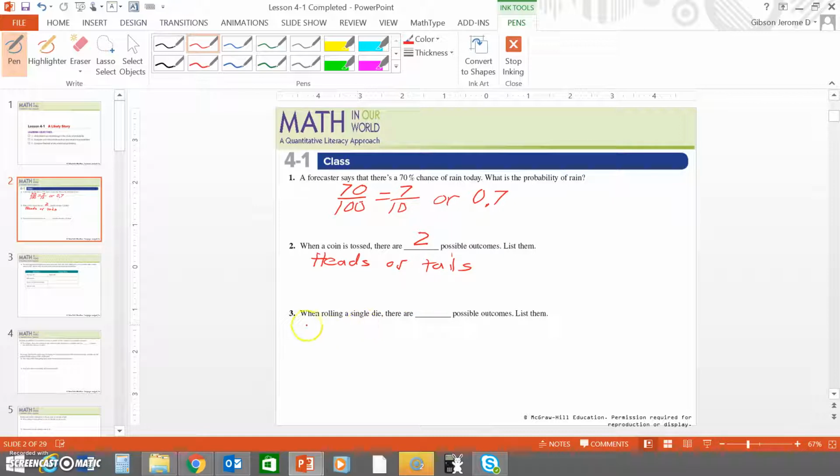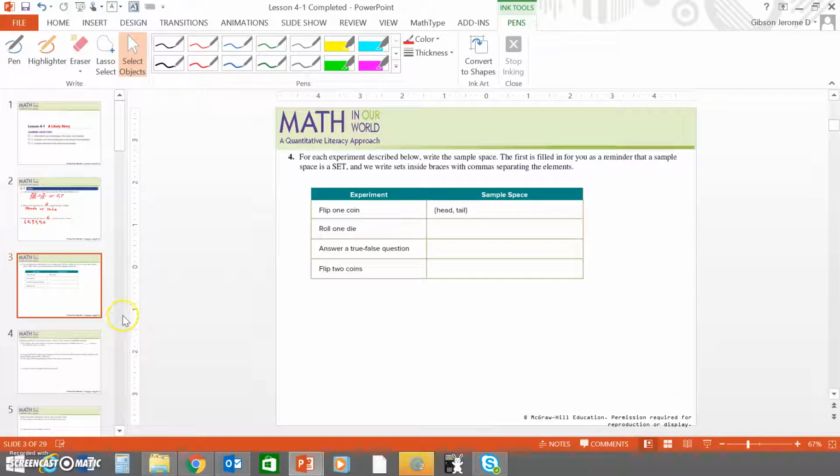So now we come here to number 3. It says when rolling a single die, there are blank possible outcomes. Now, we're talking about a regular 6-sided die, which would be 6 possible outcomes. Those outcomes are 1, 2, 3, 4, 5, and 6. Okay, now, we go here to number 4.